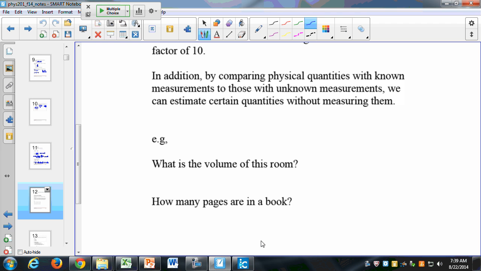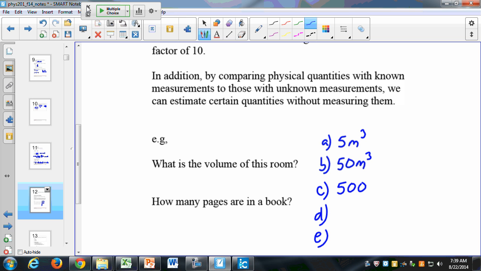So let's start first with the volume of this room. Let's do this as a clicker question. Okay, I'm going to give you some options for the volume of this room that we're currently in. Is the volume of this room A, 5 cubic meters? Is it B, 50 cubic meters? C, D, E, and all by orders of 10. Is it 500 cubic meters, 5,000 cubic meters, or 50,000 cubic meters?